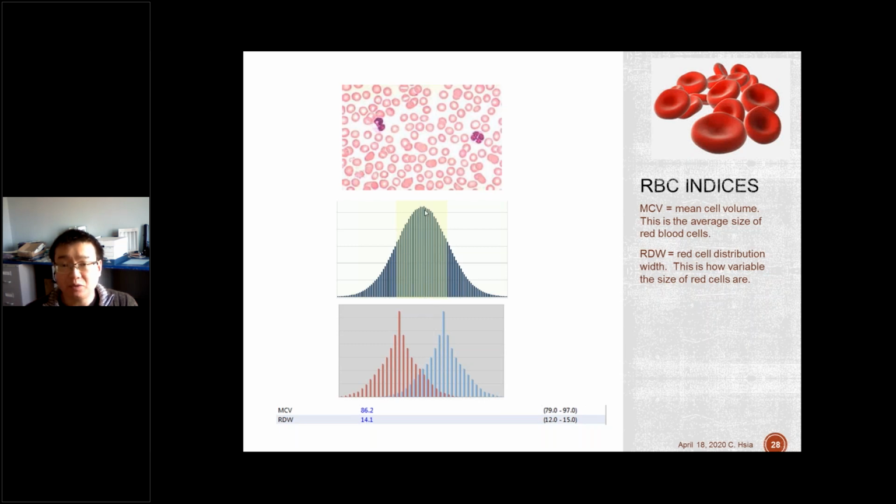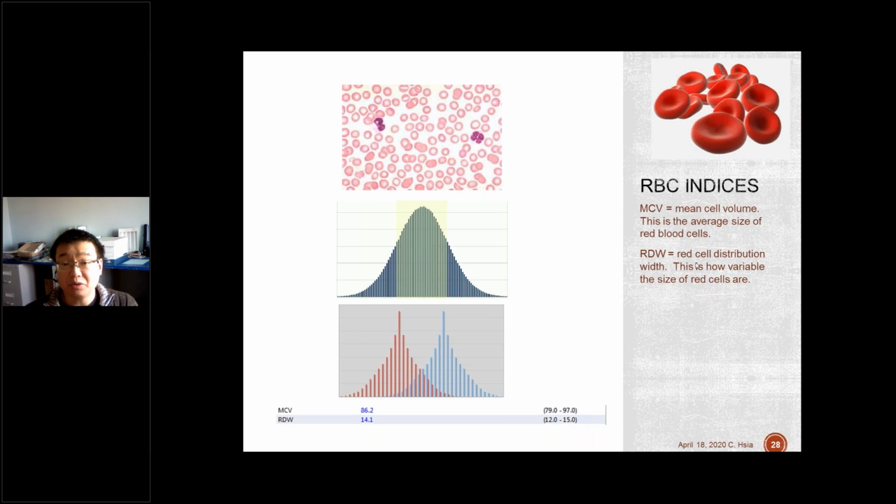But patients who, say, have iron deficiency, they can't make red blood cells in a normal size, they make smaller red blood cells. So their mean cell volume will be smaller. In patients with MDS, if the red blood cells are made abnormally and they're a little bit larger, then we will see that this curve is shifted over and they have a larger average red blood cell. So their MCV will maybe be larger.